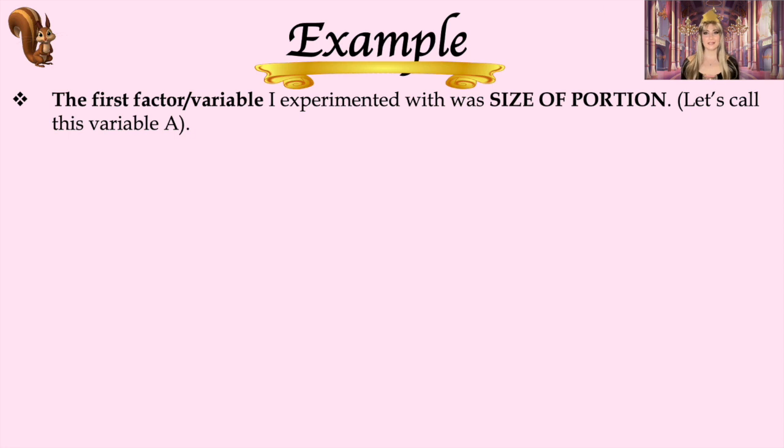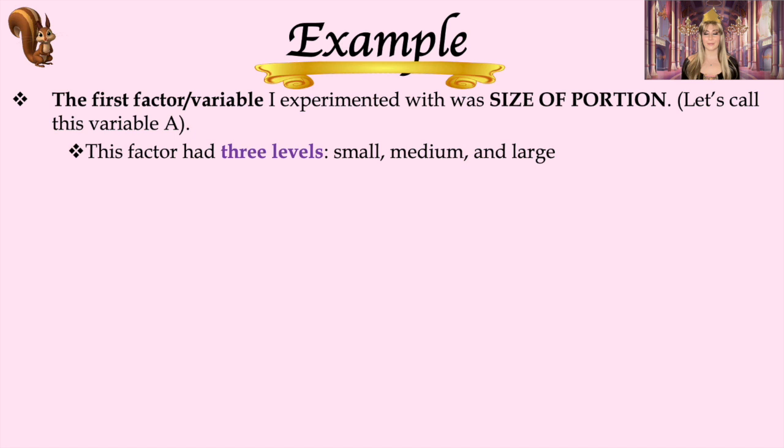So if we dissect this a bit further, we can see that the first factor or variable I experimented with was the size of the portion. So we're going to go ahead and call this variable A. If I ask myself how many levels this factor has, I'm going to say 3, because I have 3 different sizes of portion. I have small portion, medium portion, and large portion.